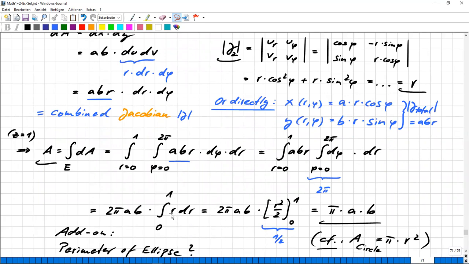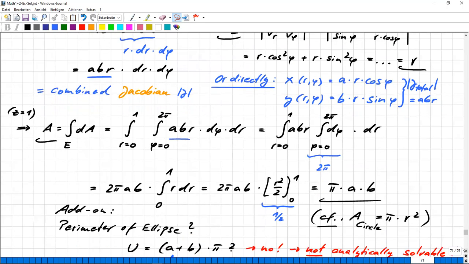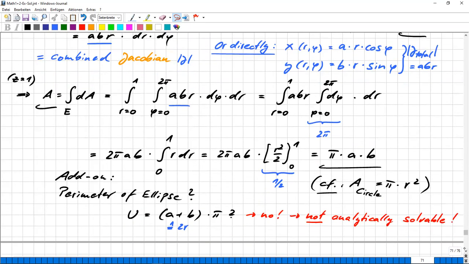And this, of course, gets us the primitive function r squared over 2, which is then to be evaluated from 0 to 1. So just inserting 1 for r now, I get a 1/2 contribution minus 0 at the lower bound. And that means I get 2 pi AB times 1/2, which is simply pi times A times B in the end. And this is really a nice result, because in case you didn't know it, it's very similar to the well-known formula for the area of a circle, which is pi times r squared.